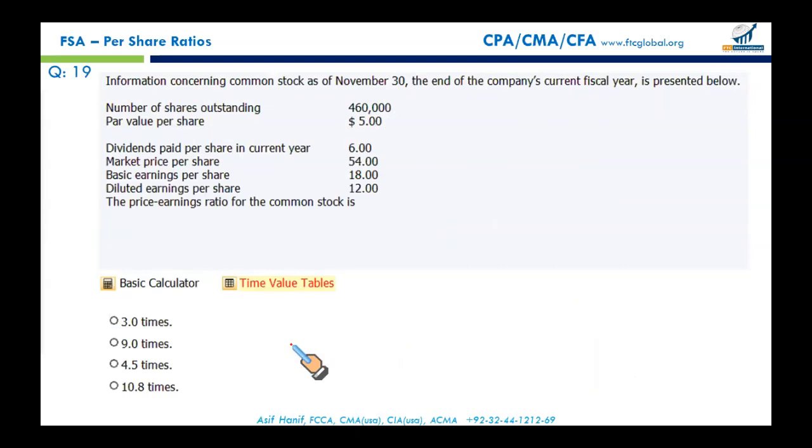Now, next question, number 19. Information concerning common stock as of November 30th, the end of the company's current year, is presented below: number of shares, par value of shares, dividend per share, market price per share, basic earnings per share, diluted earnings per share. What do we need? Price earnings ratio. Price earnings ratio is the market price per share over earnings per share.